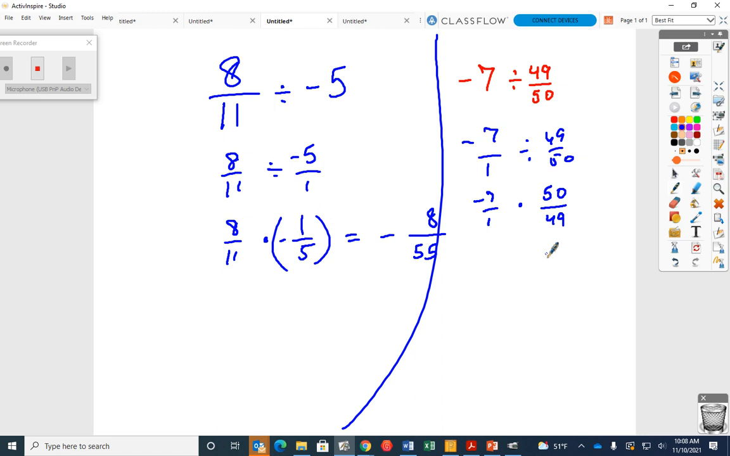Okay. Can I cancel 7 and 49? But it's going to be a what? It's going to be a negative. Now 7 divided by 7 is 1, and 49 divided by 7 is 7. What's 1 times 50? What's 1 times 7? What's wrong with this? Stays negative. How many 7s going into 50? 7. What's left over? 1 over 7. Good. Easy enough, right? Okay.